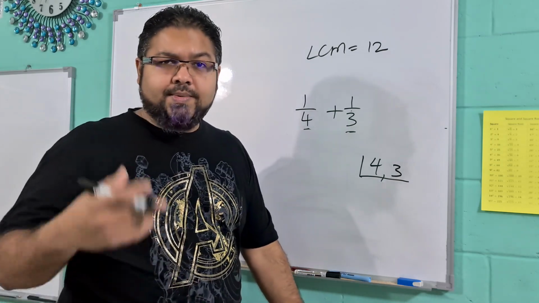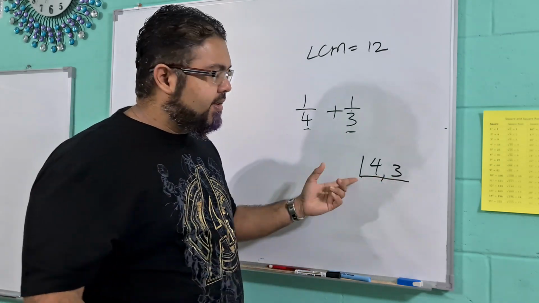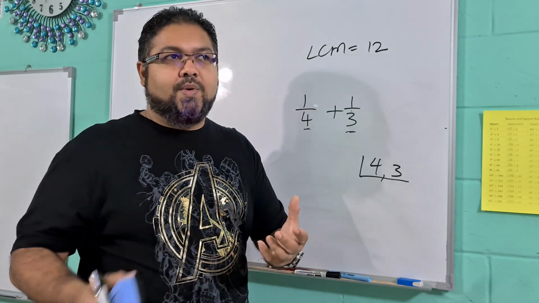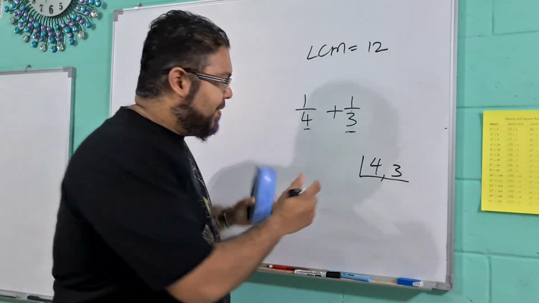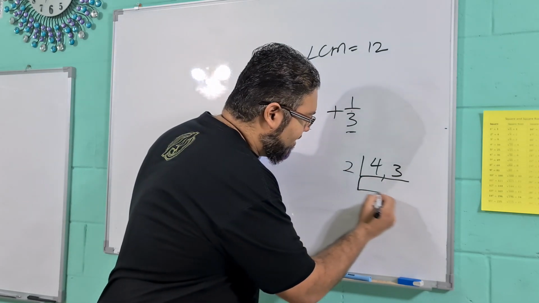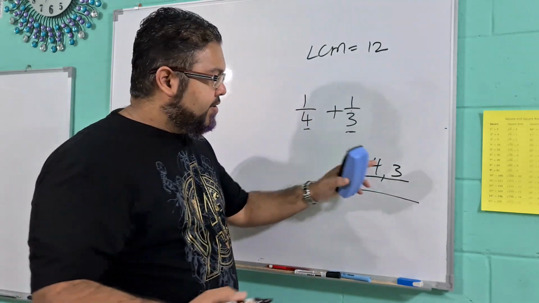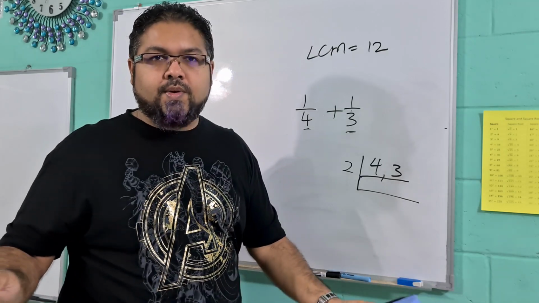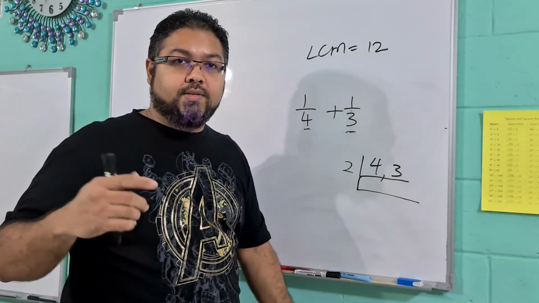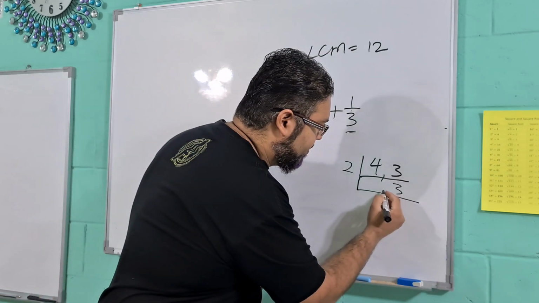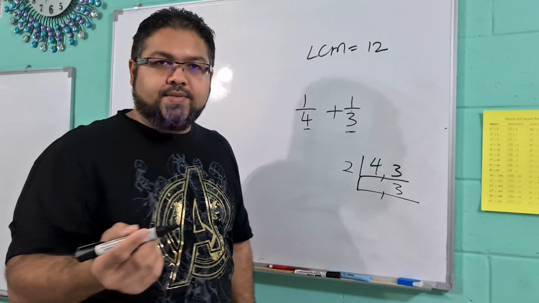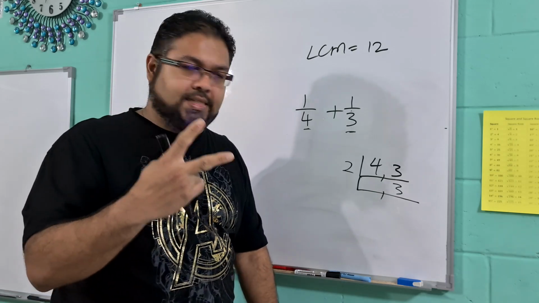So after 1 will be 2. So could any of these numbers be divided by 2 without leaving a remainder? Yes! 4! So we put 2, then we draw another L, and 3 cannot be divided by 2, and will leave a remainder of 1. So we just bring it down. We don't interfere with that one at all. So we have 3 here. 4 divided by 2 will give you 2.